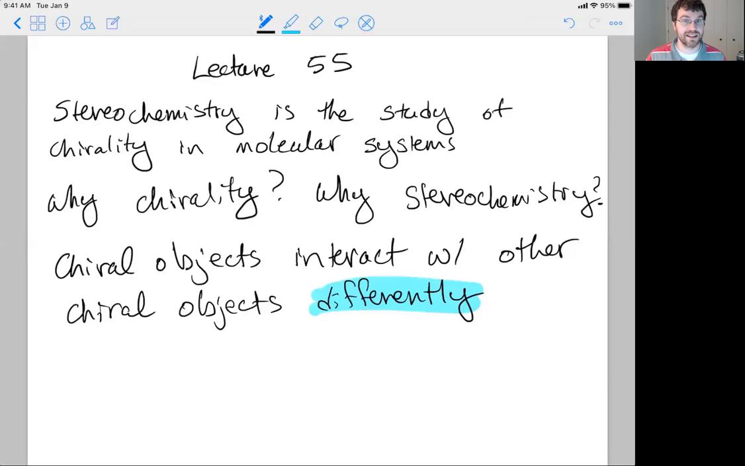It's because chiral objects interact with other chiral objects differently. So the mirror images of each shoe, the left and the right shoe, interact with the right foot differently. One feels great, one feels awful. And if you give a 15-minute lecture, your knees hurt, your feet hurt, your back hurts. It's kind of miserable. But it really proves the point that chiral objects interact with other chiral objects differently. And that's why chirality.